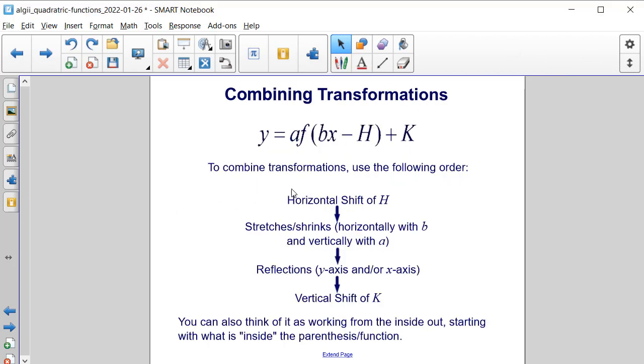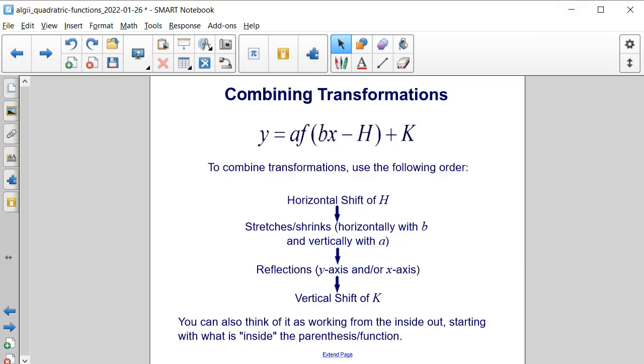To combine transformations, use the following order. Do the horizontal shift of h units first. Then do the stretches and shrinks, go horizontally with b and then vertically with a. Then incorporate any reflections that occur with a or b, whether over the y-axis if b is negative, or over the x-axis if a is negative. And lastly, do a vertical shift of k units. You can think of it as working from the inside out, starting with what is inside the parentheses or inside the function.